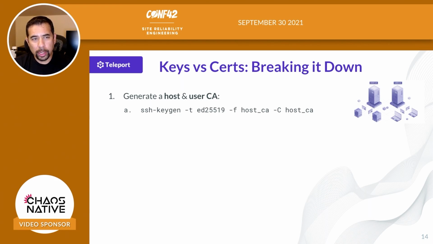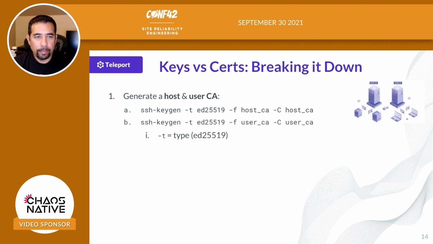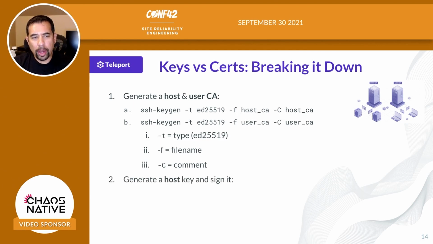So let's continue to break this down and start showing you some code and how it works. What you need to do first is generate the host and user certificate authority. What type? As I mentioned, I'm using ED25519. Then the file name, so I'm going to write this as host CA, user CA, whatever it is. A comment, so you can have a little more detail, like this is a host CA, user CA. Now we're going to generate a host key and then sign it. Then we're also going to generate a user key and sign it.